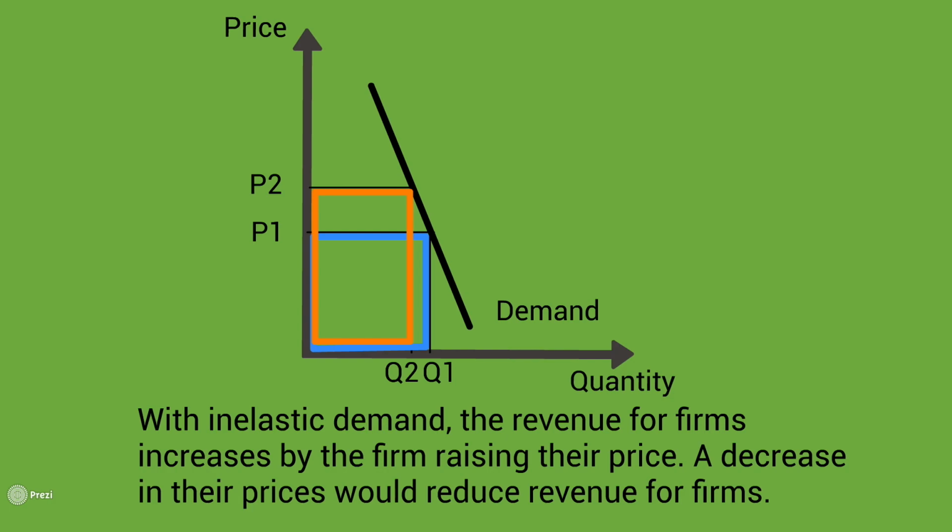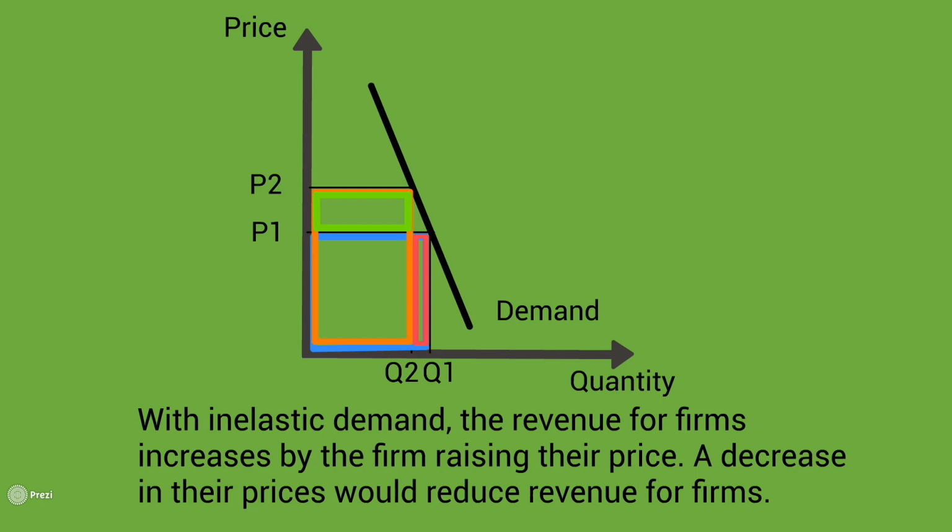We can compare the revenue for firms at the different prices. When the price rises to P2, firms lose the area that is red, but they gain the area that is green. The green area is greater than the red area, which means that the revenue for firms increases. Therefore, there is an incentive for firms to increase their price when they have inelastic demand, because they can increase their revenue. So with inelastic demand, an increase in the price would increase revenue for firms, and a decrease in price would decrease revenue for firms.